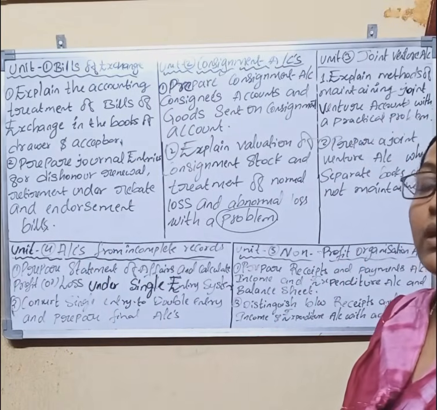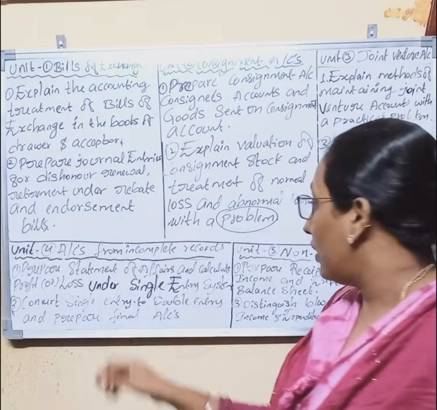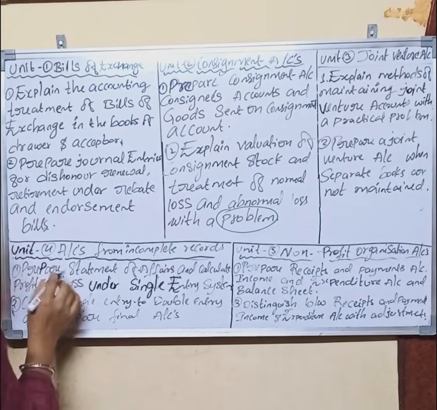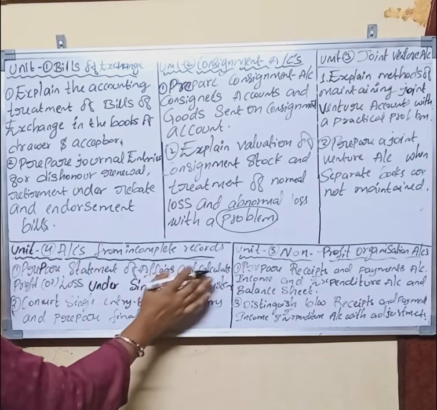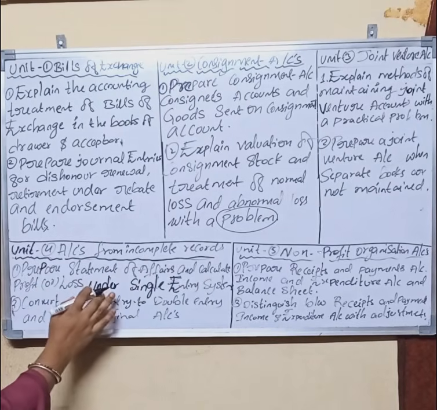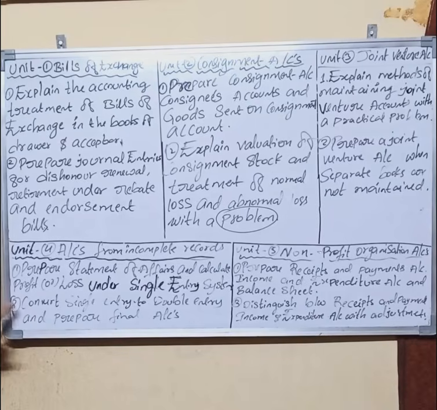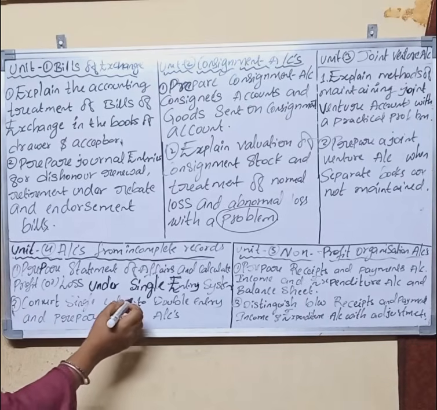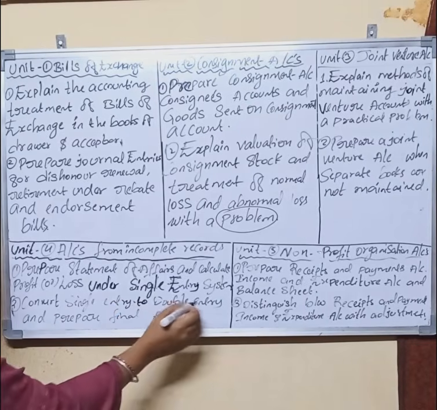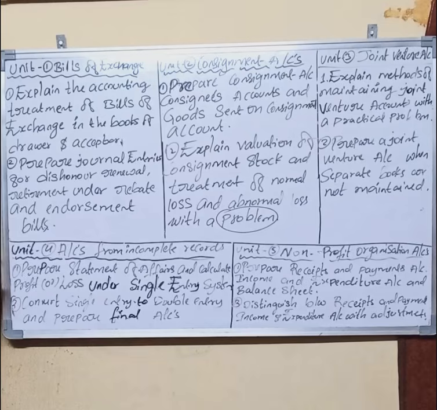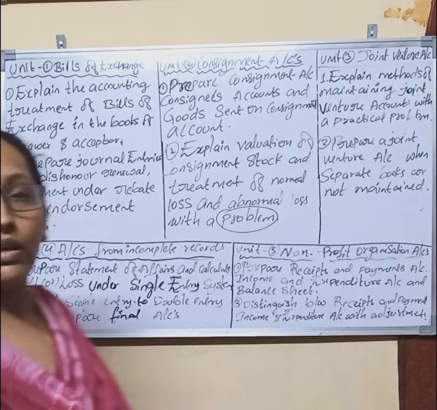So, we are going to prepare the accounts from the incomplete records. That is, prepare statement of affairs. Here we are going to prepare statement of affairs and calculate profit or loss under single entry system. Is that clear? Now the second one is convert a single entry to double entry and prepare the final accounts. So we have to prepare the final accounts in Unit 4, accounts from incomplete records.